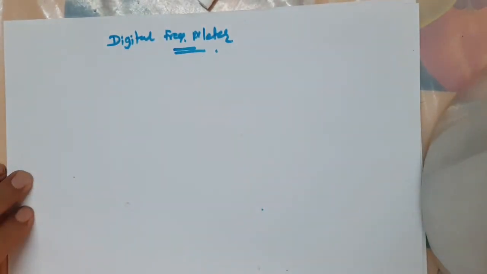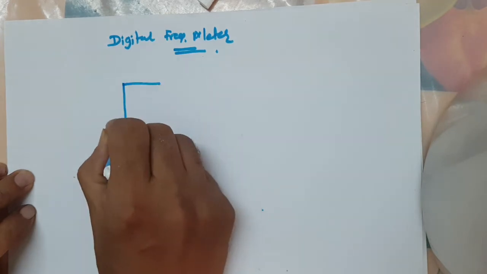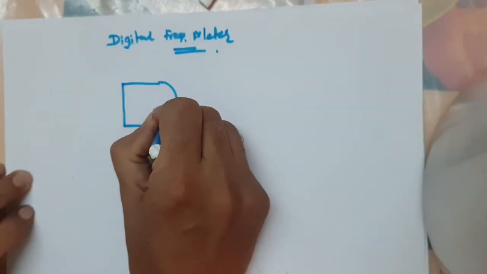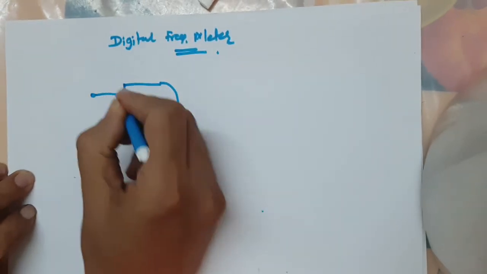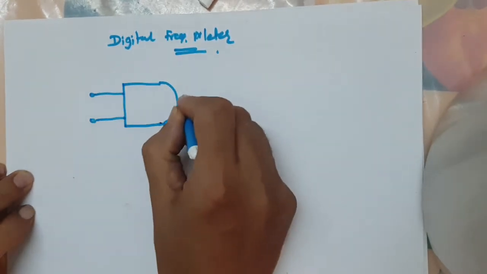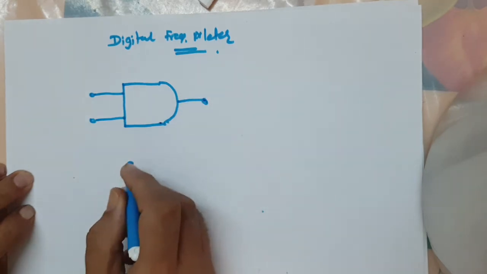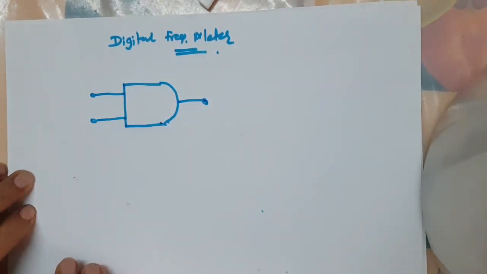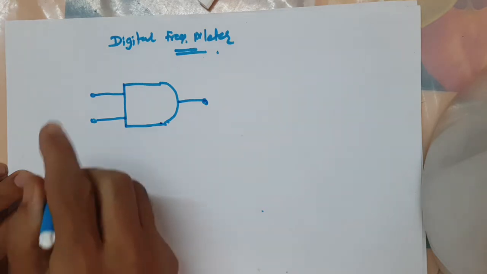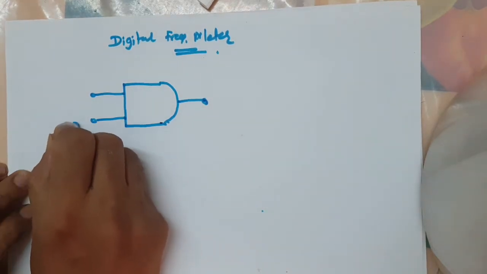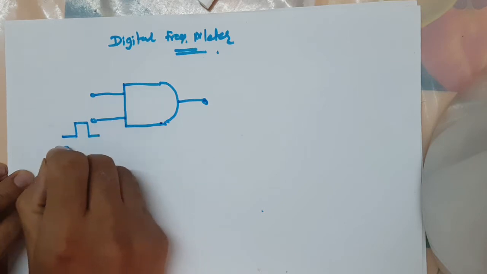The principle of digital frequency measurement. First of all, the signal waveform is converted to trigger pulse and applied continuously to the AND gate. So first of all, we draw the AND gate. This is our AND gate. This is our output. As shown in the figure, a pulse of 1 second is applied to the other terminal. That means this terminal, we are applying 1 second pulse.